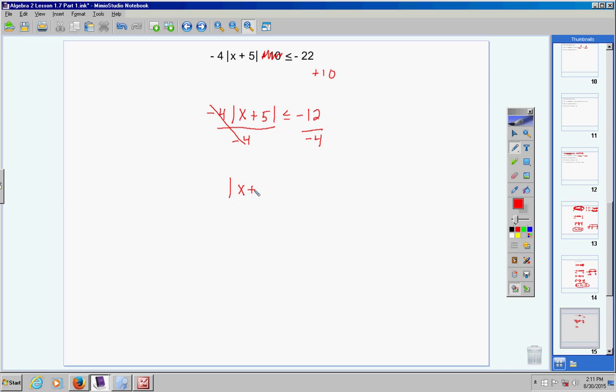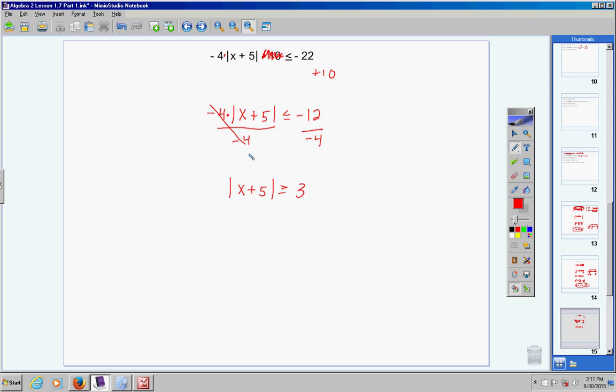Got it? So these cancel, leaving you with the absolute value of x plus 5. Now watch. Don't forget, guys, you got to turn your arrow. I'll bet you a lot of you forgot that. You got to turn your arrow. Negative divided by a negative is a positive 3. There we go. So, in order to isolate the absolute value, I first moved the negative 10 over and it became positive. Then I divided by negative 4 because they're multiplying right here.